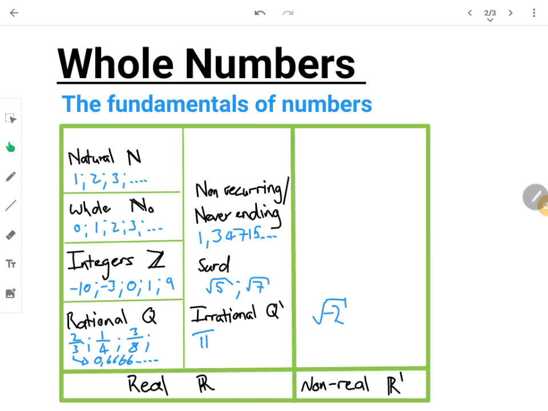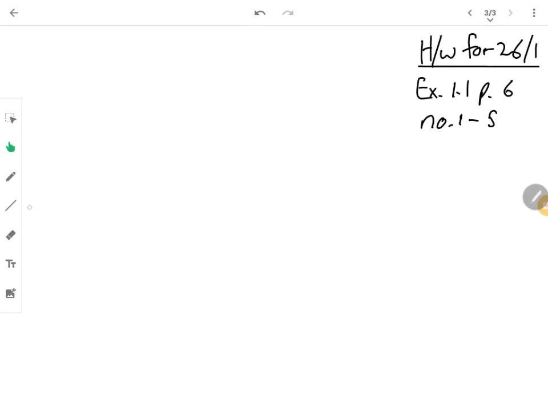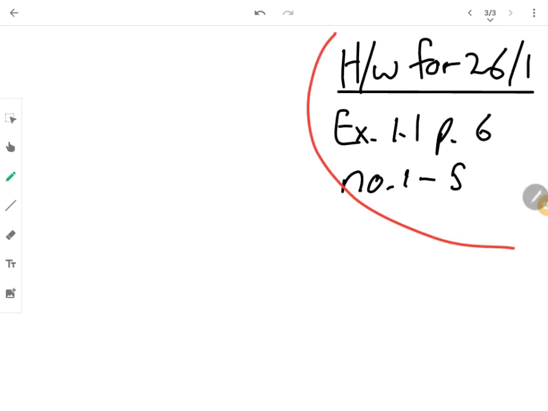We can look at, let's just get a new page here. So you see, homework will be there. That's now for tomorrow, for Tuesday. Exercise 1.1, page 6, number 1 to 5. All right. Remember, maths is practice.